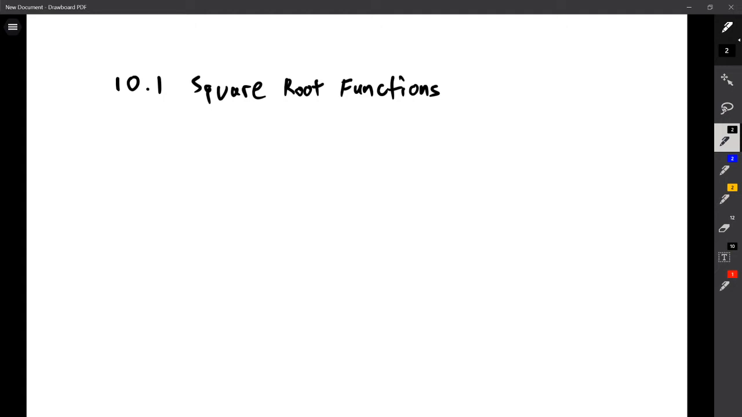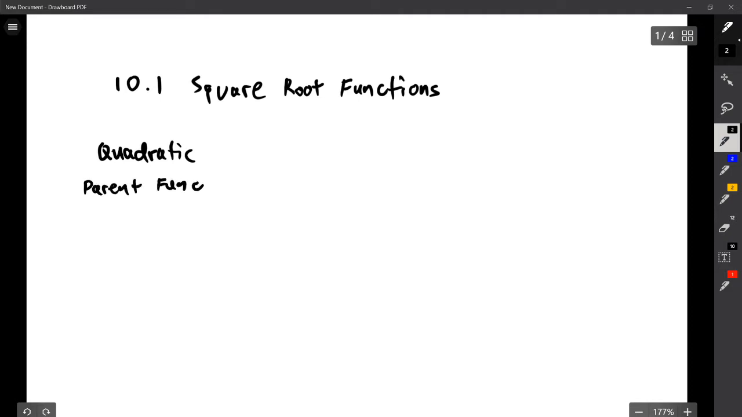But square root functions are kind of the opposite of parabolas. They're kind of the opposite of quadratic equations. And opposite, more technically, I should say, they are the inverses. So let's start out with looking at the parent function of a quadratic function. And the parent function for quadratic is y equals x squared.